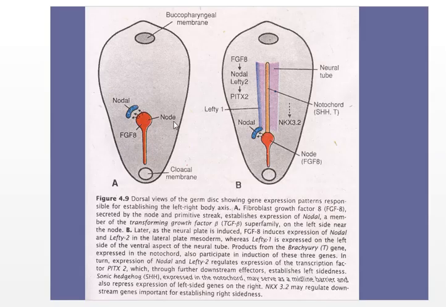Another axis that is shown in this picture is the left and right axis. As you see here, the primitive streak and the primitive node cells secrete one important factor that is named nodal, but the nodal is limited to the left side. Why is the nodal limited to the left side? We have two reasons.